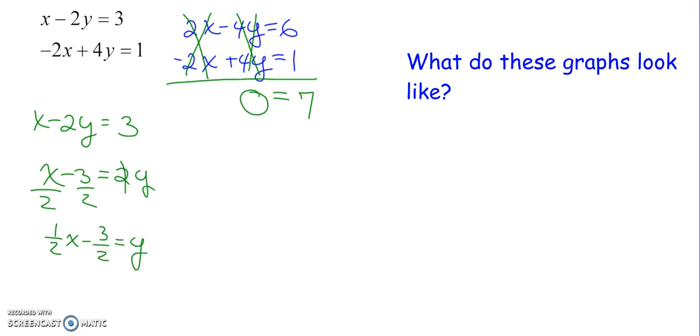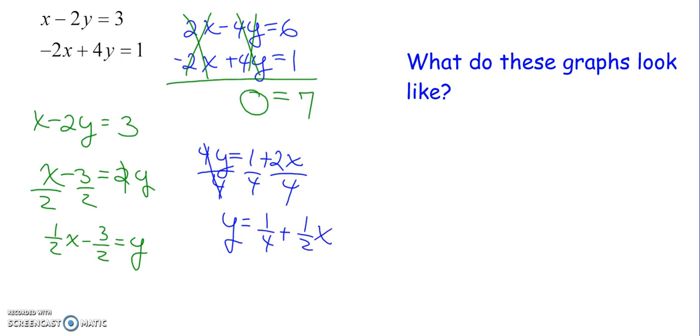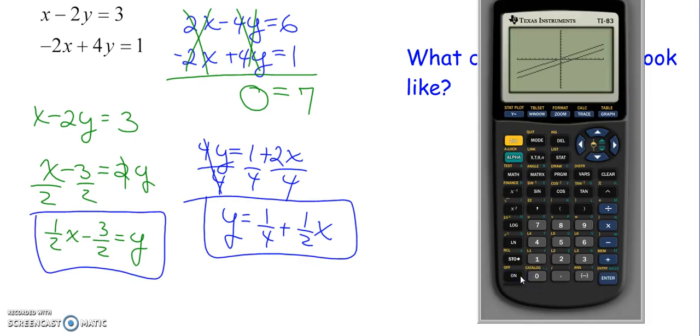My second equation would look very similar. I would have 4y equals 1 plus 2x. So all I'm doing here is solving for y. y equals 1/4 plus 1/2 x. I'm going to put both of these equations into the graph. In fact, you might not even need to. Okay, so what I've done here is actually put these into the graphing calculator already.